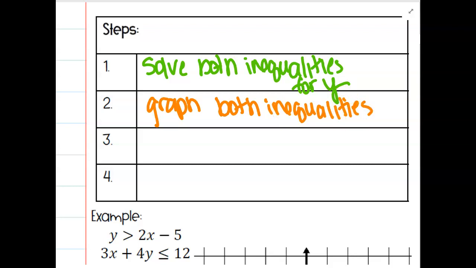Now remember, whenever we're graphing them, you do have to be careful because you may have a solid line if it's an equal to. You may have a dotted line if it's not an equal to. So pay close attention to that. After you graph it and pay close attention to the line, you are going to go ahead and shade both inequalities.